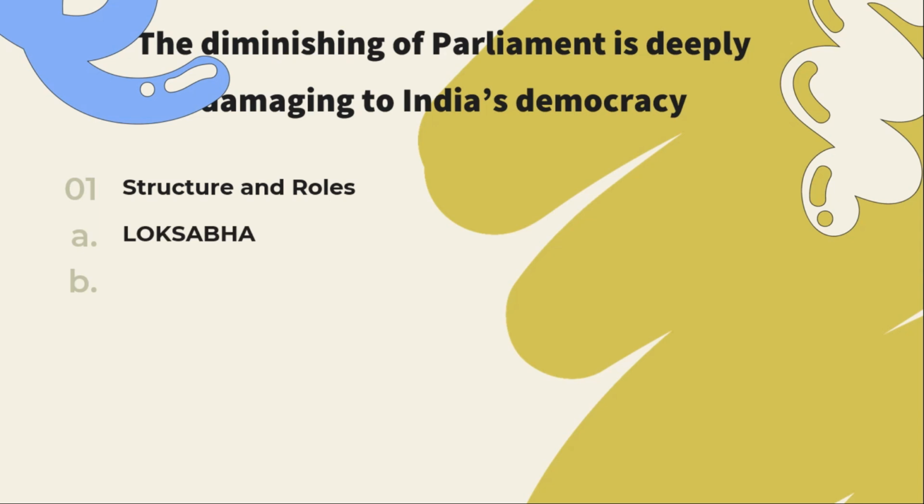Secondly, the Rajya Sabha, whose members are elected by the state and territorial legislatures or nominated by the President for expertise in art, culture, social science, and sports. The Rajya Sabha acts as a revising chamber, providing checks and balances on the legislation passed by the Lok Sabha.